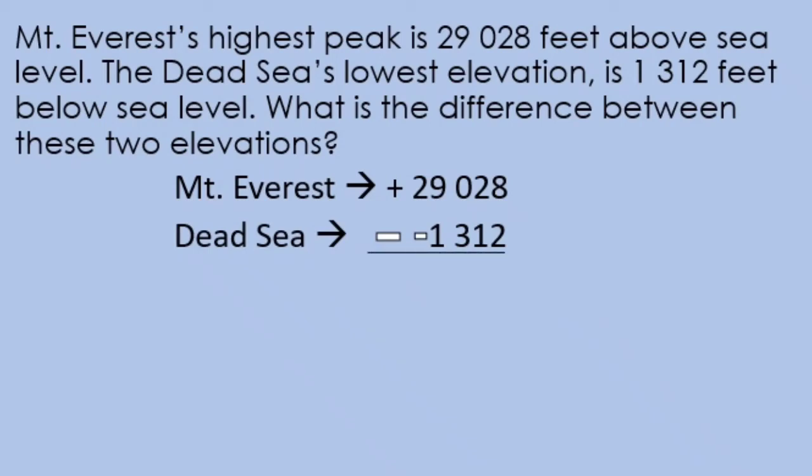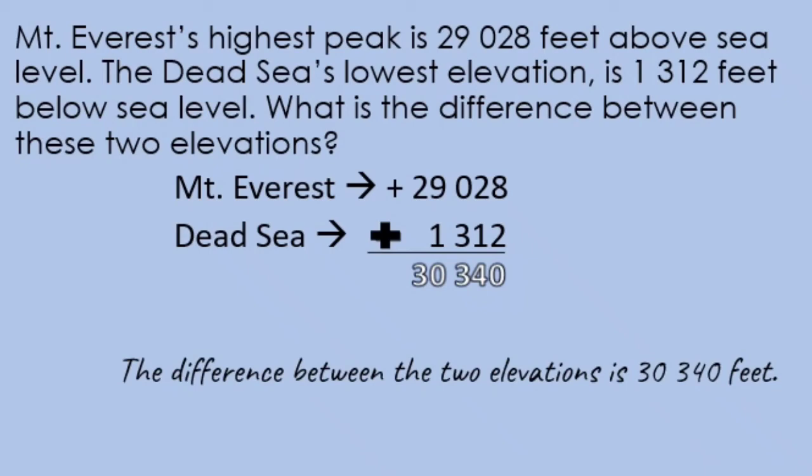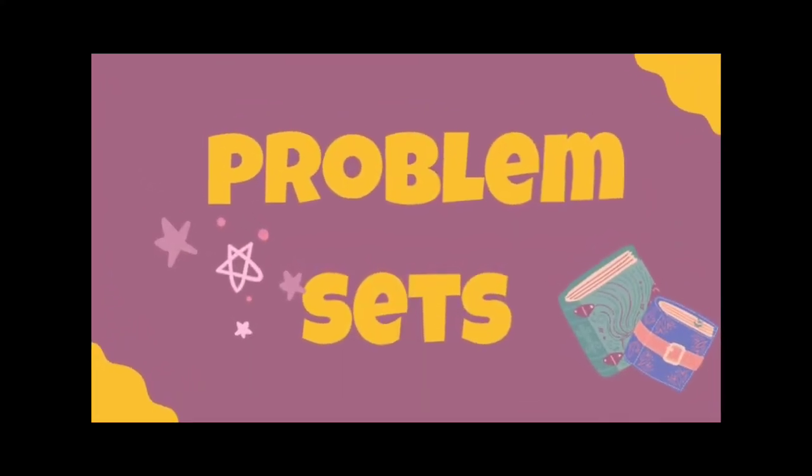So first, 29,028 is still the same, and then the minus sign will become plus sign, and then the 1,312 will become its opposite, which is positive 1,312, and that we will add. 29,028 plus 1,312 is 30,340. So that means that the difference between the two elevations is 30,340 feet.